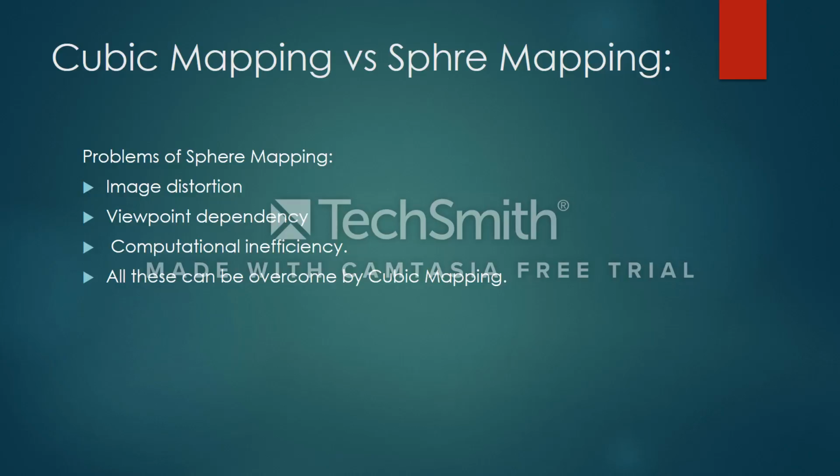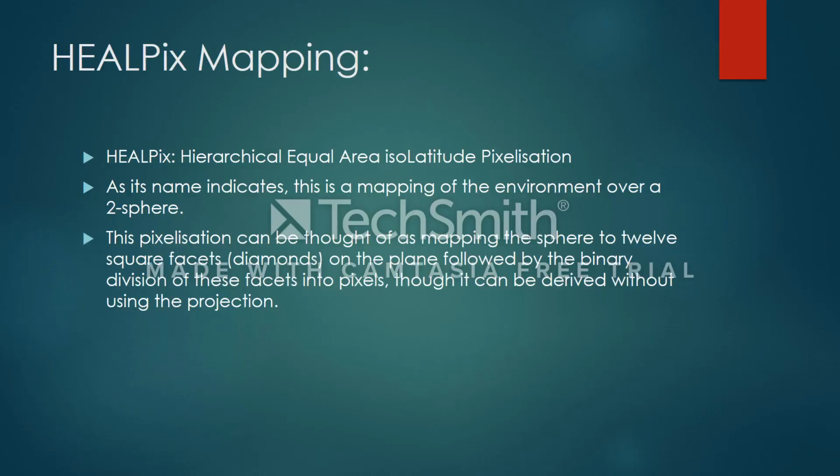But in sphere mapping, the image after being mapped to the object is independent of perspective. So that's a disadvantage. And computational inefficiency. Cubic mapping is very much easy to compute when compared to sphere mapping. Let's see Hill-Pix mapping. This is another kind of mapping.